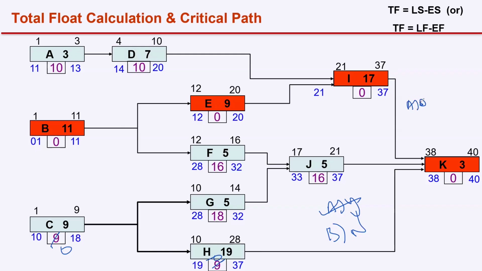Question: is having multiple critical paths an advantage or disadvantage? Type A if you think it will be an advantage. Type B, it will be a disadvantage. What do you think?